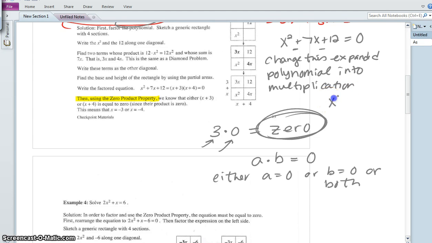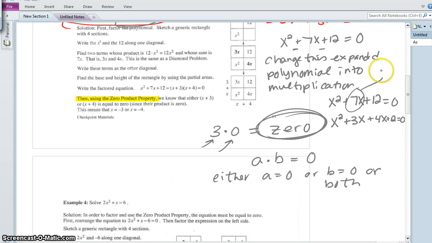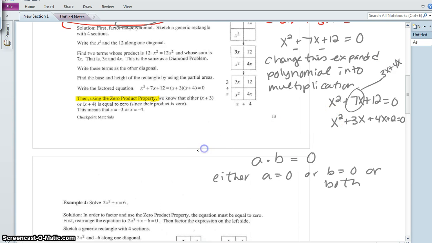Let's factor it. So x squared plus 7x plus 12. Do you remember that you're looking for factors of 12 that add up to 7? That's 3 and 4. And we use those to rewrite the middle term. And we have an equivalent expression. X squared plus 7x plus 12 is the same as x squared plus 3x plus 4x plus 12, but we can factor by grouping now that we have this 4-term polynomial.